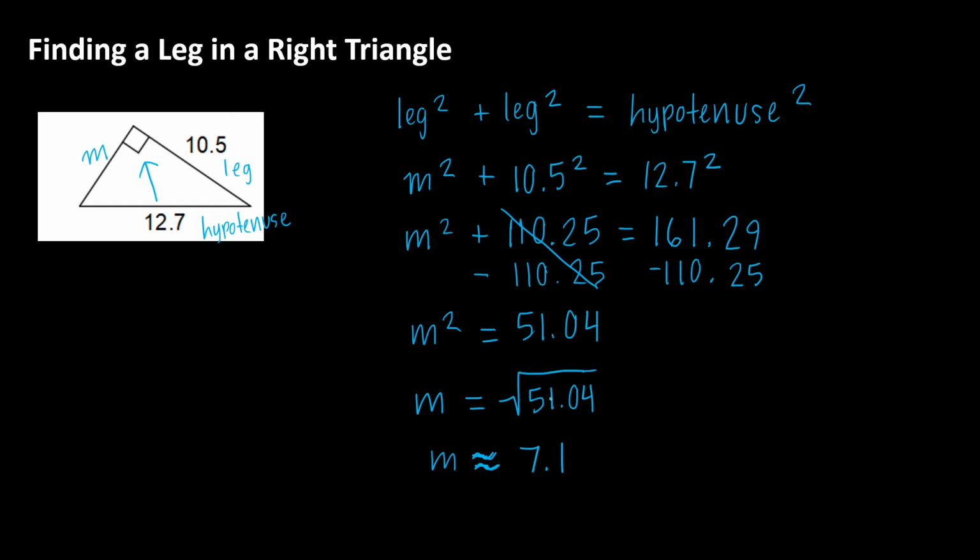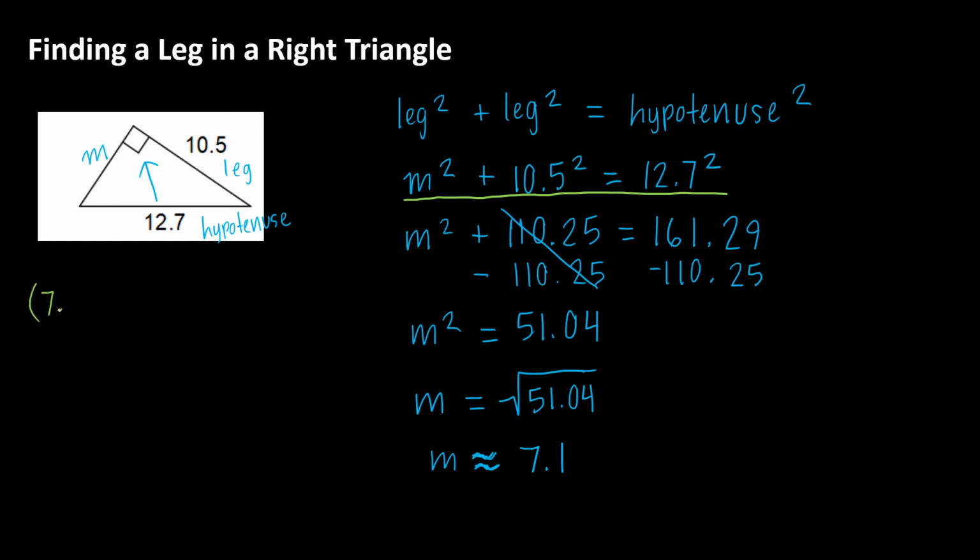Okay. To check your answer, you could plug in the value of m into your equation. Let me demo that right now. So my equation at the very beginning looked like this: m squared plus 10.5 squared equals 12.7 squared. Your result is not going to be exact if you're estimating the variable here, but it should be close if you solve correctly. So the value of m is 7.1.